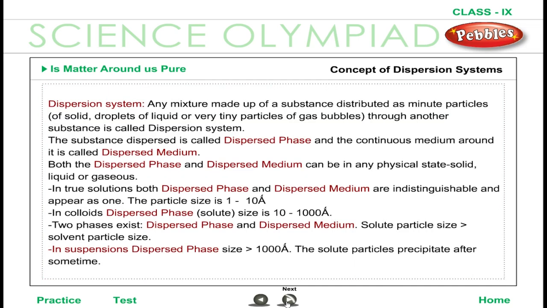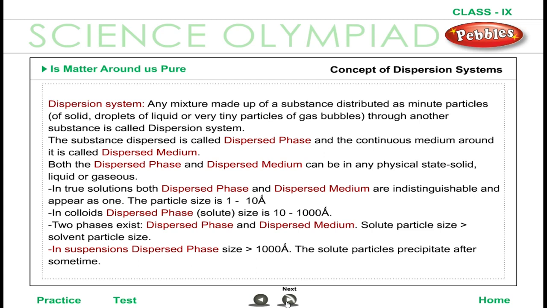Concept of dispersion systems. Dispersion system. Any mixture made up of a substance distributed as minute particles of solid, droplets of liquid, or very tiny particles of gas bubbles through another substance is called dispersion system. The substance dispersed is called dispersed phase, and the continuous medium around it is called dispersed medium. Both the dispersed phase and dispersed medium can be in any physical state: solid, liquid, or gaseous.